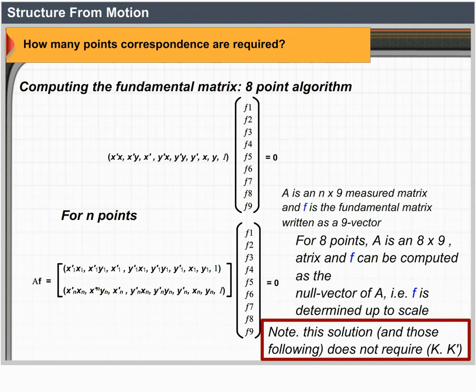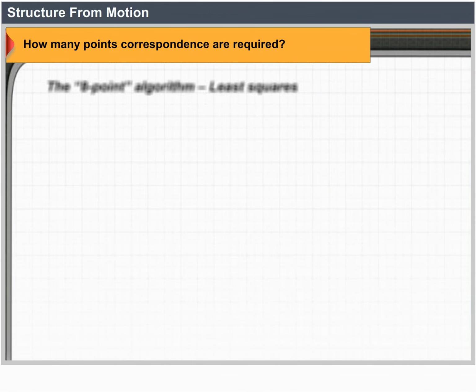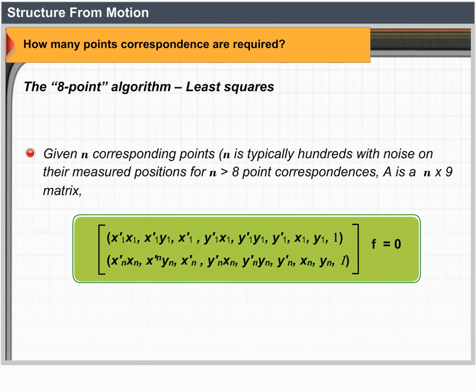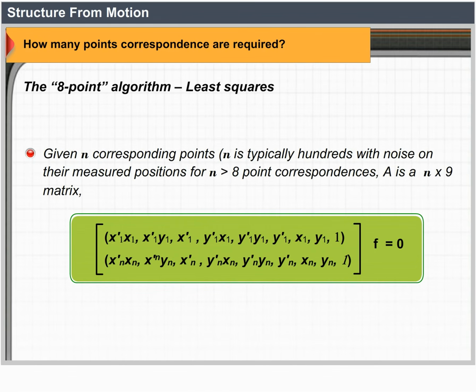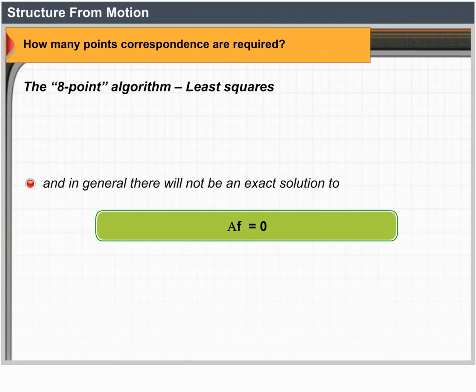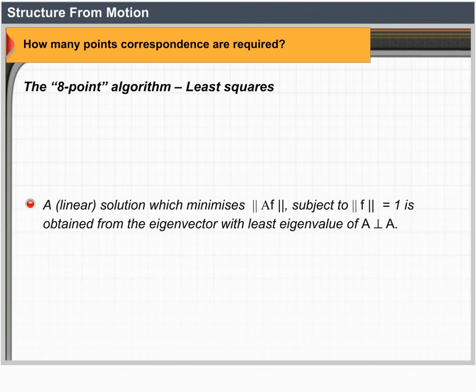The 8-point algorithm, least squares. Given n corresponding points, n is typically hundreds, with noise on their measured positions. For n greater than 8 point correspondences, A is an n into 9 matrix as shown below. In general, there will not be an exact solution to AF equals 0. A linear solution which minimizes the norm of AF subject to the norm of F equaling 1 is obtained from the eigenvector with least eigenvalue of A to the power T A.